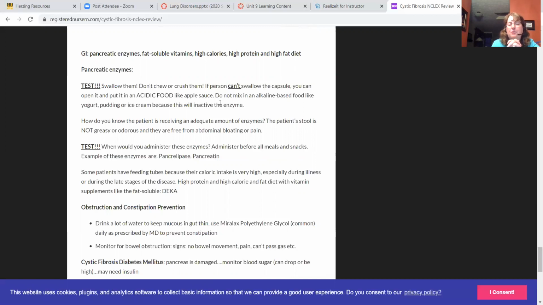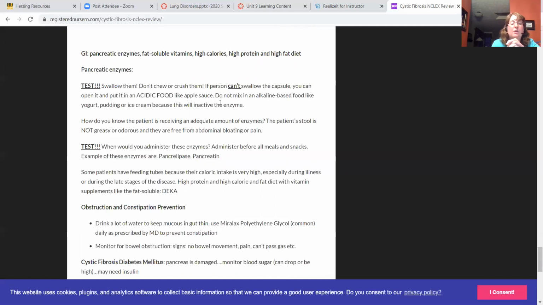Some patients have to have feeding tubes because their caloric intake is very high, especially during illness or during the late stages of the disease. High protein and high calorie fat diet with vitamin supplements sometimes. So I know this little girl, she had to have a feeding tube at one point. Obstruction and constipation, that's another thing that she deals with.